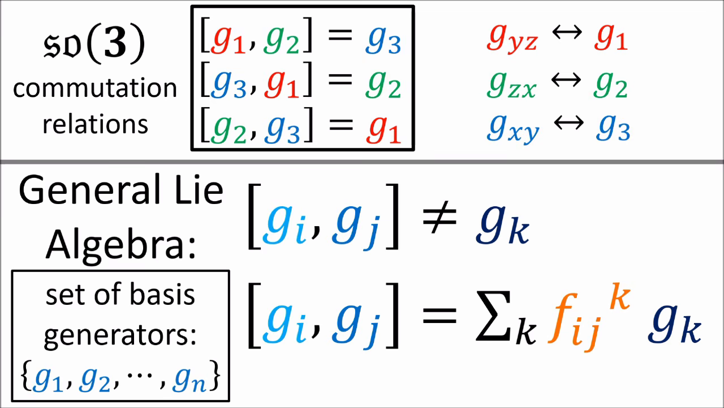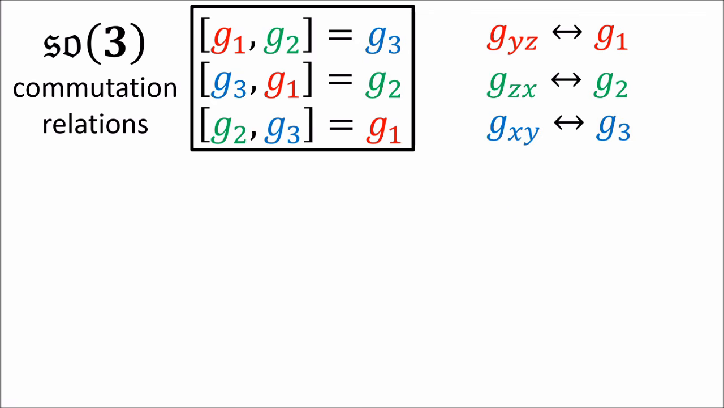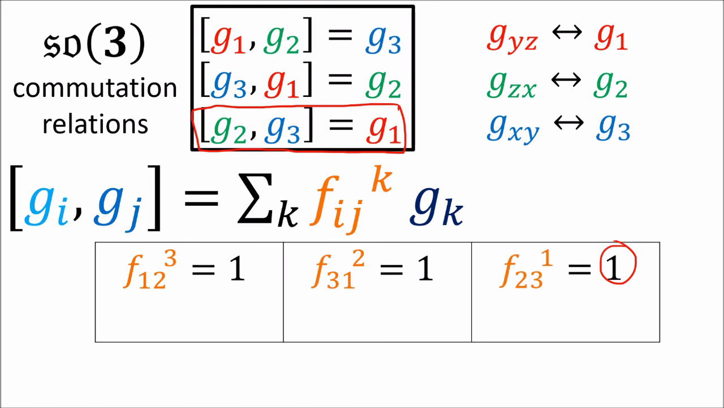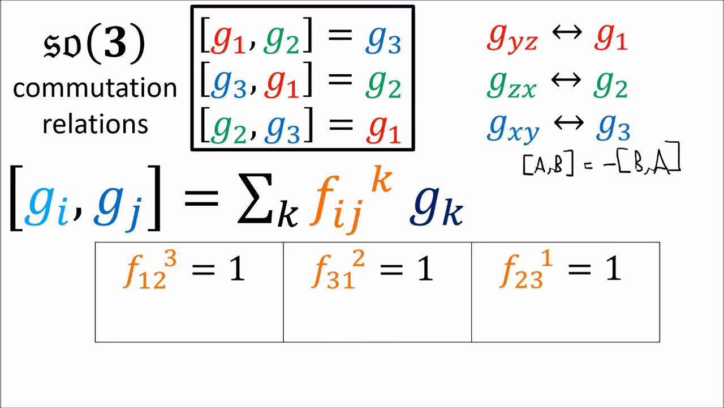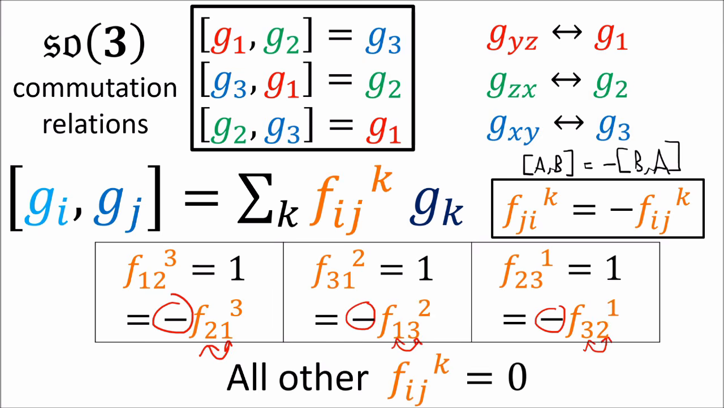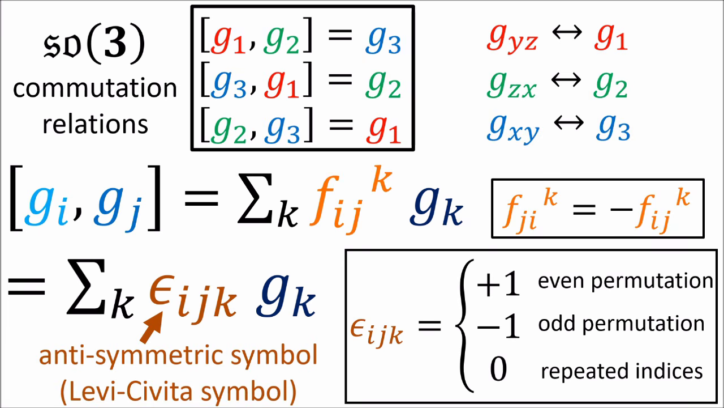However, the Lie bracket result will always give us a linear combination of basis generators. The coefficients in this linear combination, denoted f with indices i, j, k, are called the structure coefficients for this Lie algebra. If we look specifically at the Lie algebra SO3, we can get the structure coefficients by looking at the first, second, and third Lie brackets, and then noting that the commutator is anti-symmetric, so we get a sign change when we swap the lower two indices of the coefficients. All other coefficients are 0. This is sometimes summarized using the anti-symmetric symbol epsilon, also called the Levi-Civita symbol.